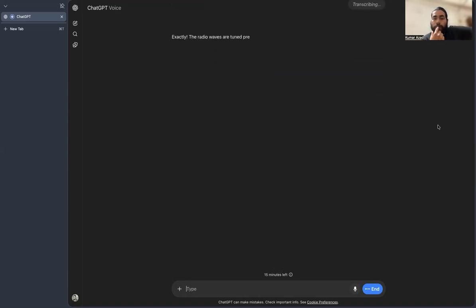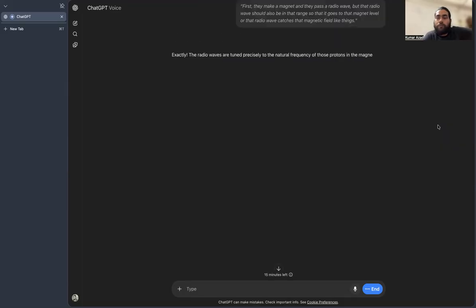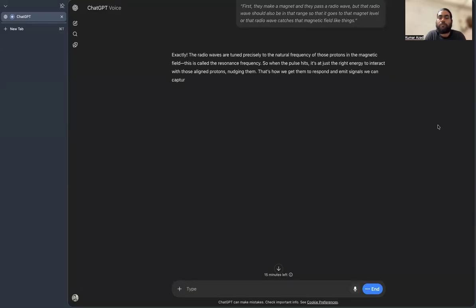Exactly. The radio waves are tuned precisely to the natural frequency of those protons in the magnetic field. This is called the resonance frequency. So when the pulse hits, it's at just the right energy to interact with those aligned protons, nudging them. That's how we get them to respond and emit signals we can capture.